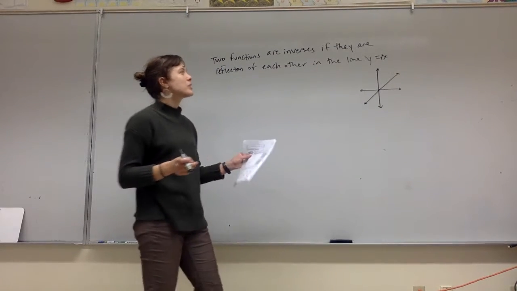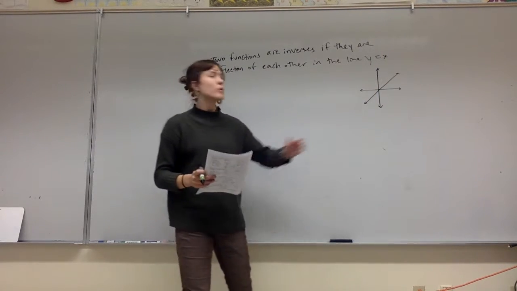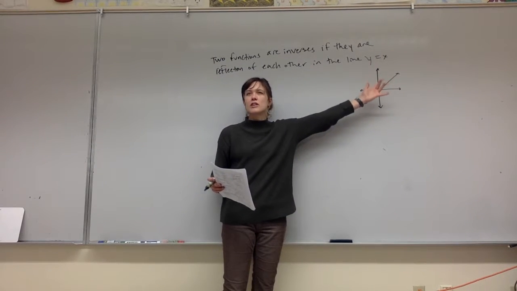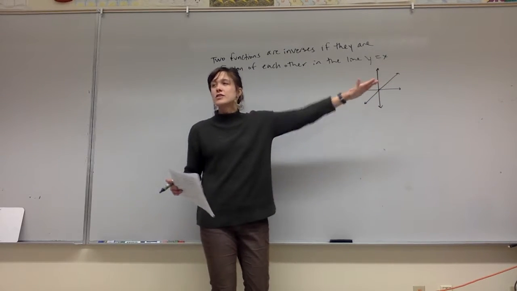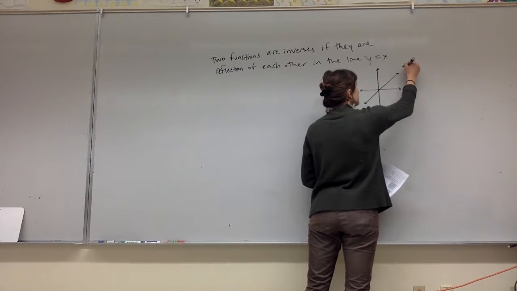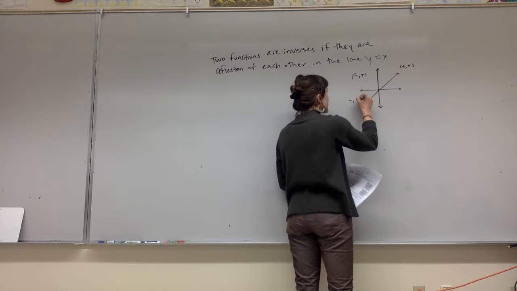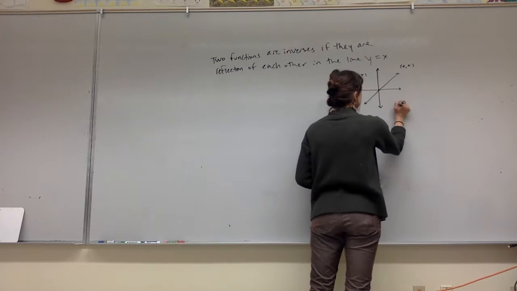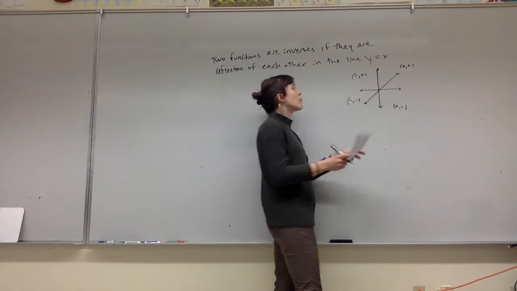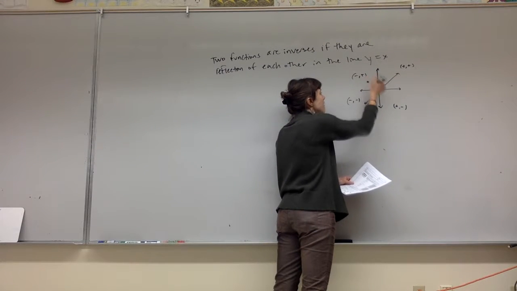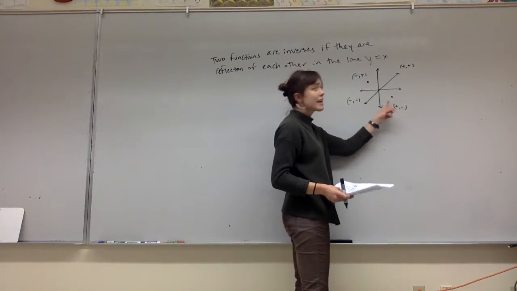And why do you think I'd use this line as my reflection point? What does it do to my Cartesian graph here? It splits up the quadrants, right? So remember here I have my plus plus quadrant, here I have my negative plus quadrant, here I have my negative negative, and here I have my plus negative. So it splits it up so that if I have a point here on a line, my reflection would be in this plus negative quadrant.